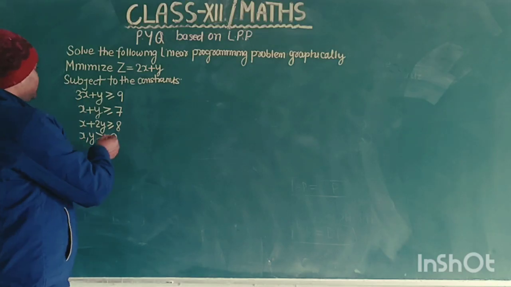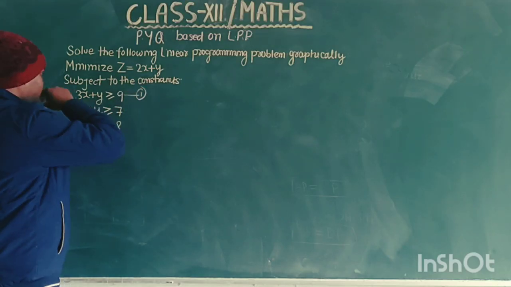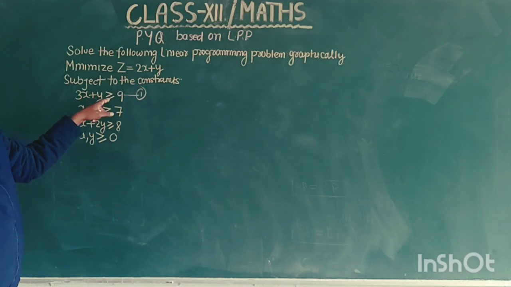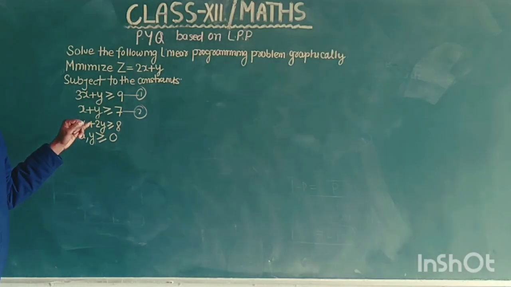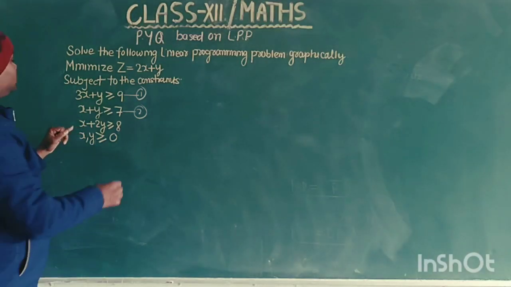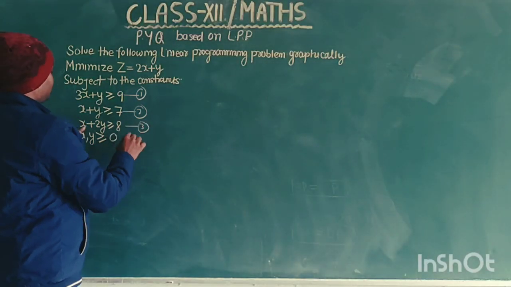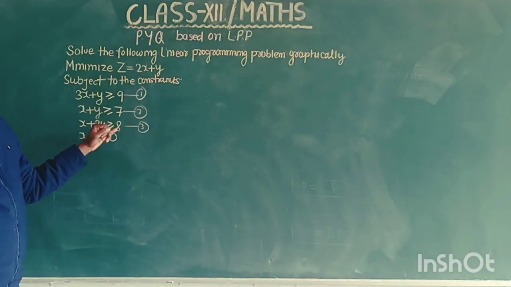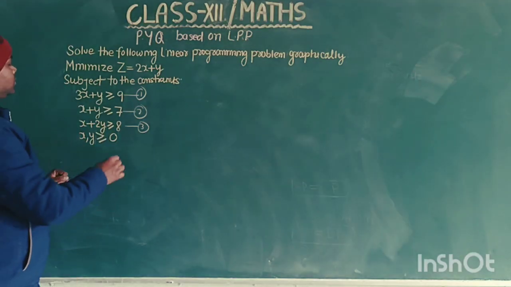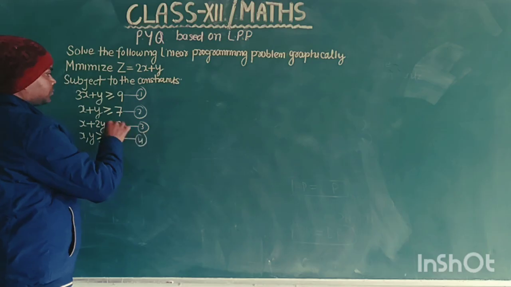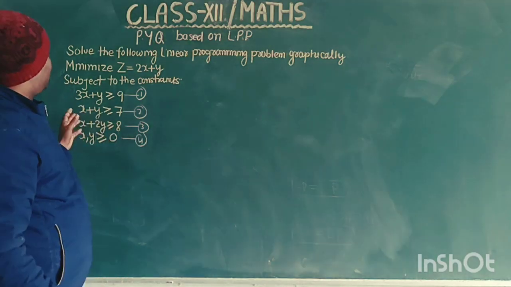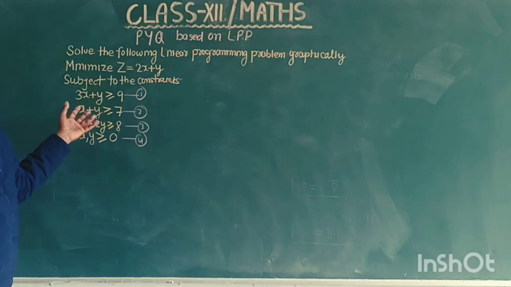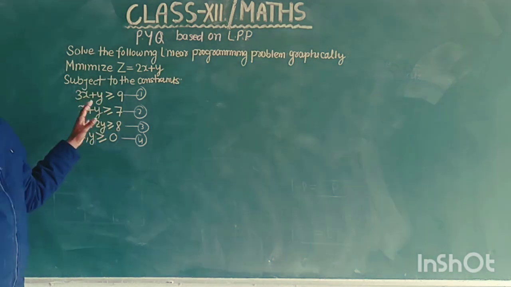The first one is 3x plus y greater than or equal to 9. Second, x plus y greater than or equal to 7. And third, x plus 2y greater than or equal to 8. And fourth, x, y greater than or equal to 0. Let us first draw the graph of the equations by finding the points.